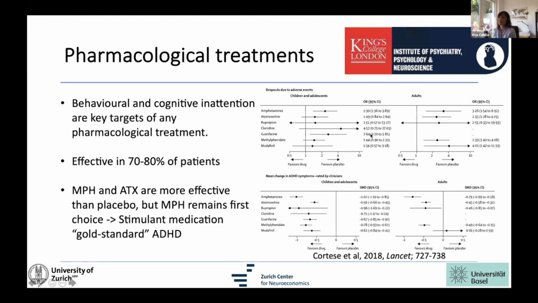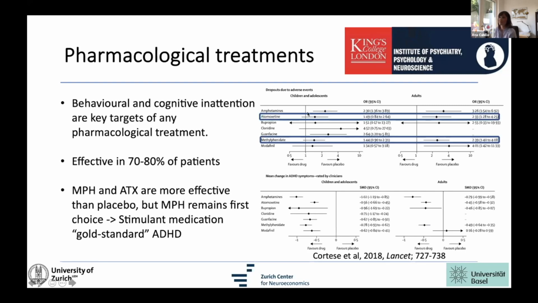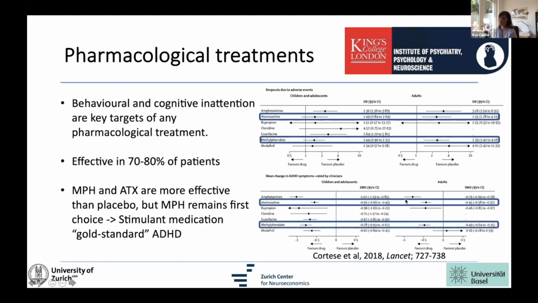A recent meta-analytic study has shown that both methylphenidate and atomoxetine seem to have similarly well-tolerated side effects, for both adults and for children and adolescents. Both are also more effective than placebo in the treatment of ADHD symptoms. Effect sizes are very similar in adult populations, and both are also effective in children and adolescents, but with a slightly larger effect size for methylphenidate. Therefore, methylphenidate remains the stimulant medication of choice for the treatment of ADHD.